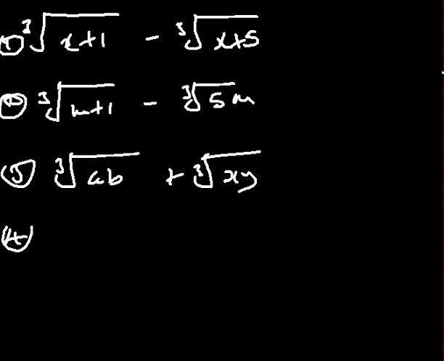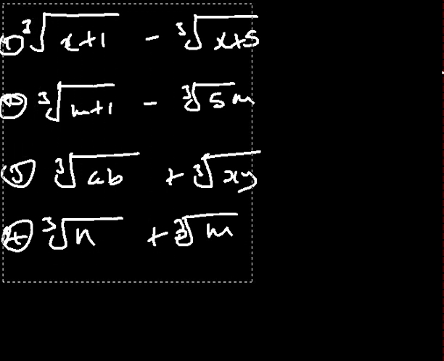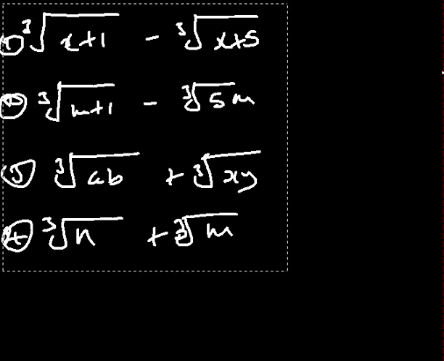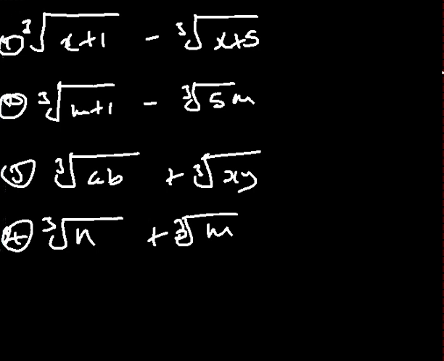And let's say if we have the cube root of n plus the cube root of m. So how do you think we can rationalize that? So try to have the conjugate of those and also try to rationalize that to see if it is really possible that the roots are eliminated.